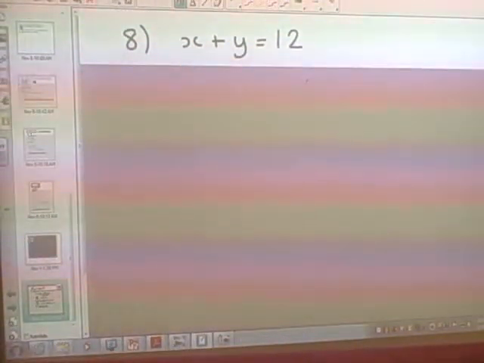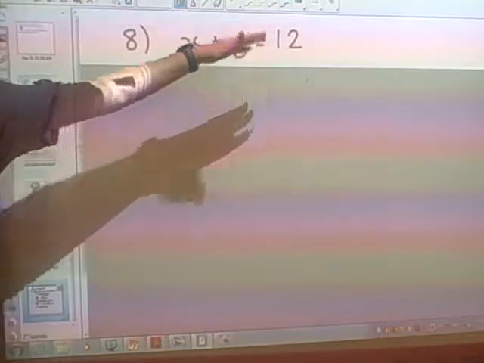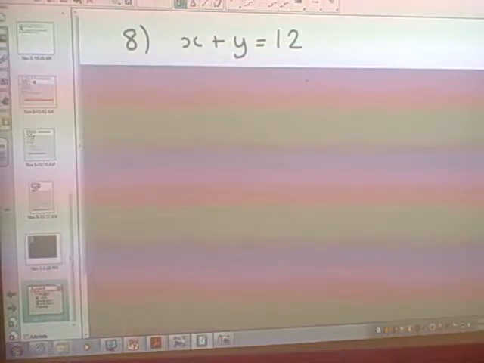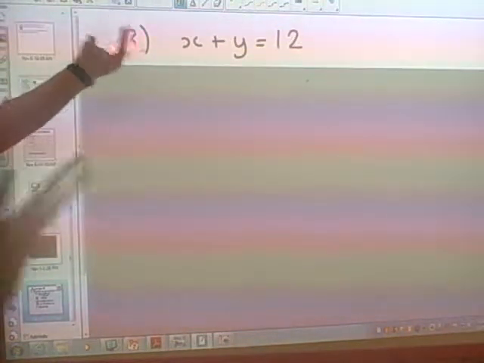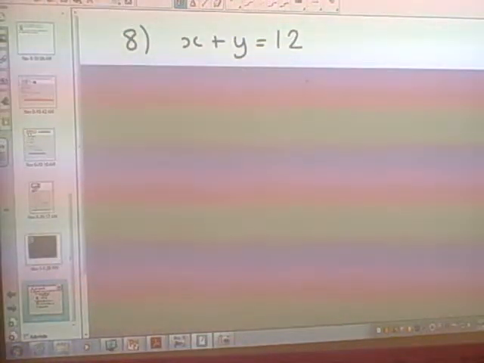Now this is taken from exercise 7c, question 8. It says we have two numbers, x and y, that when we add them together give us 12, and it asks us to find the maximum product. Now it's very tempting to just plug in a few values to try and find the answer, and pretty quickly you'll probably find that it's actually 6 and 6.